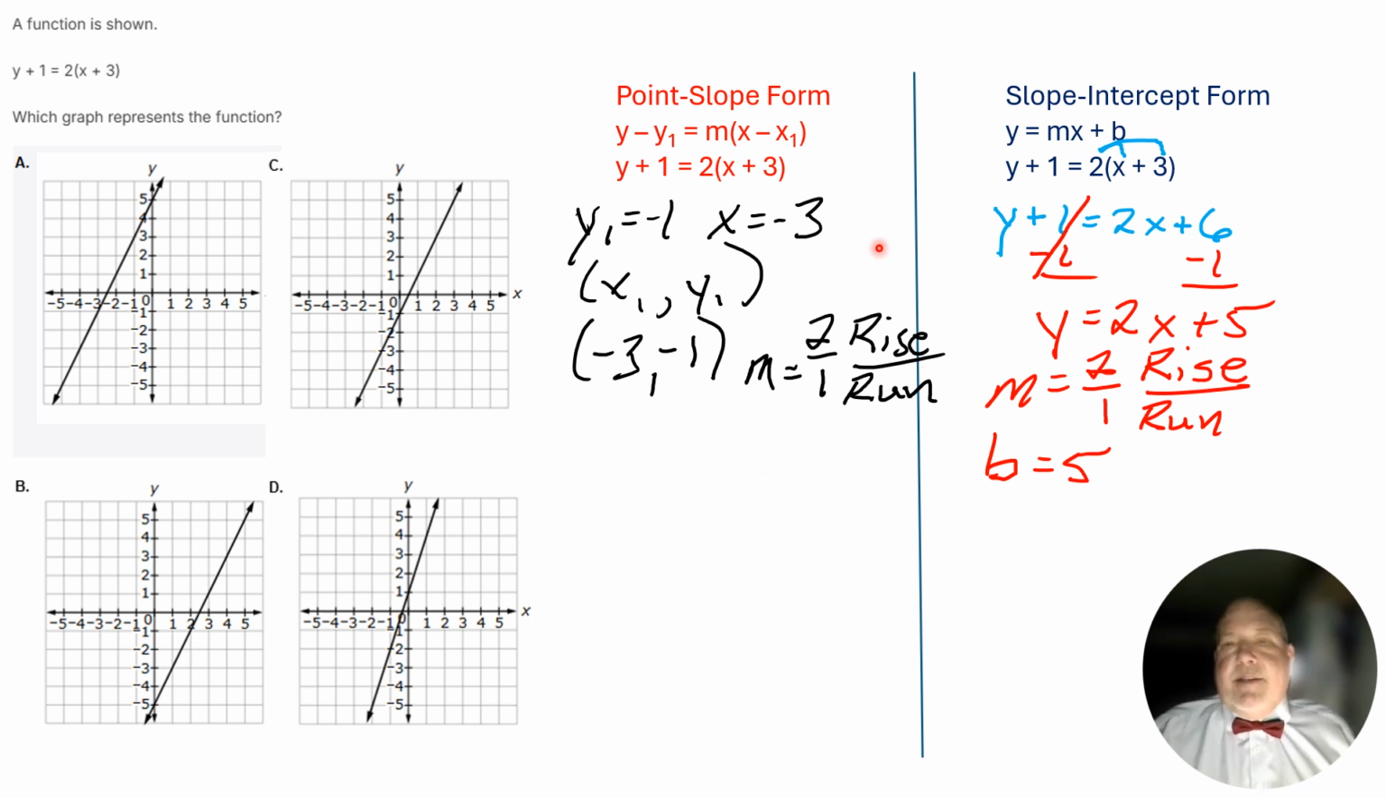Point slope, I think, is the quickest, but if you disagree, it's fine. Change it into slope intercept form.